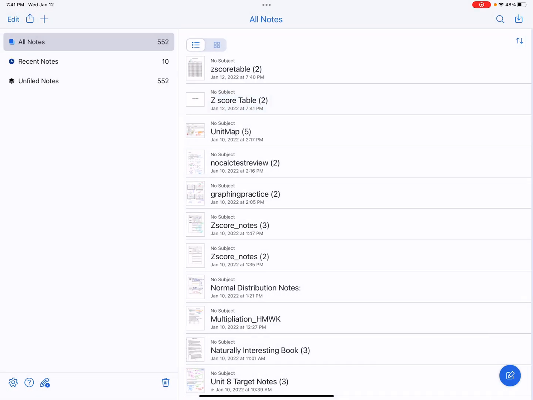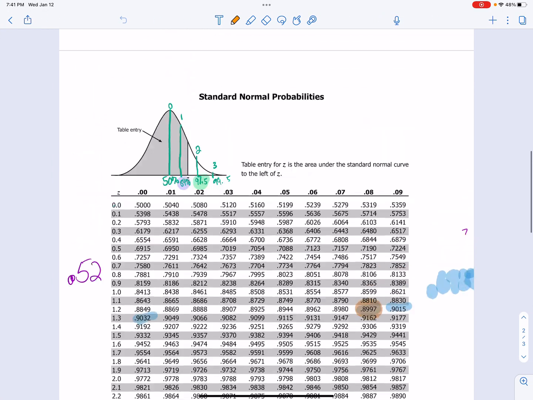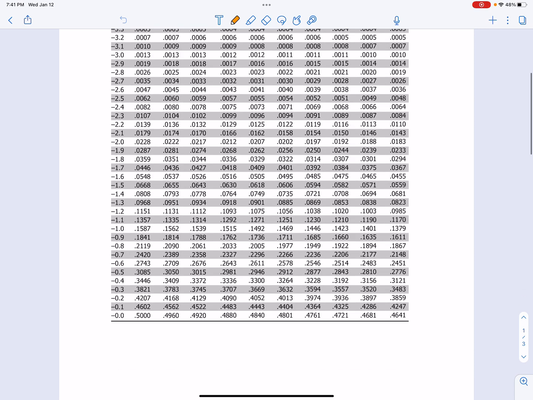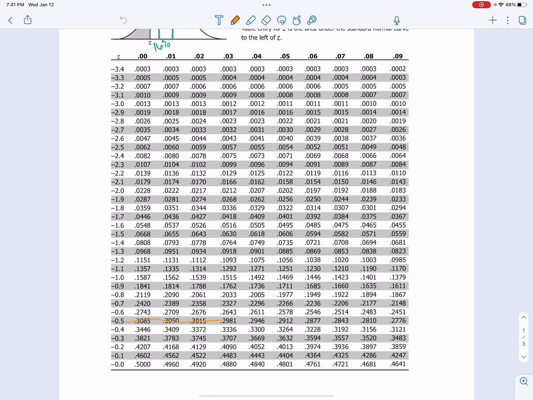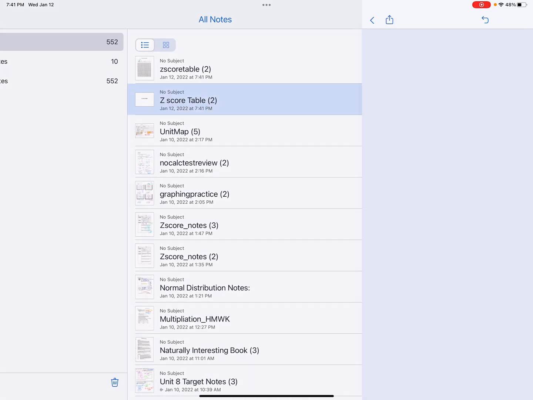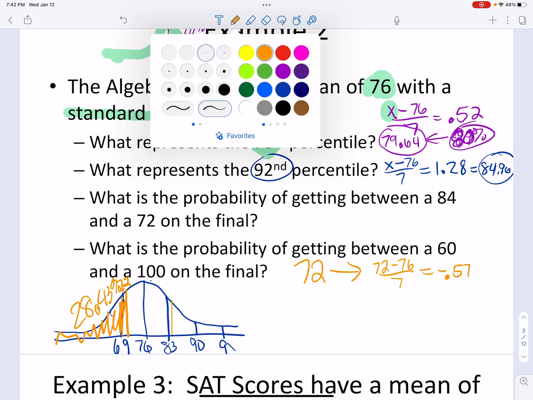Okay. I'm going to go to my z-score table, and I'm going to go to negative 0.57. So negative 0.5. I go over here so I can see it. Negative 0.57: 28.43%. That's what's below it. So this right here below is 28.43%. Yes? Okay.